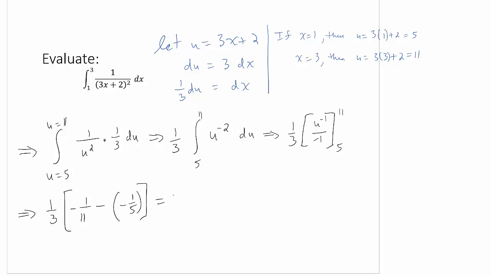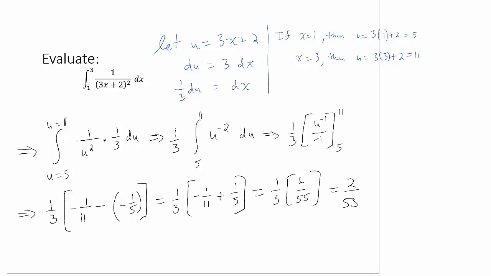And so then that's 1/3 by negative 1/11 plus 1/5. And we know how to add fractions. Negative 1/11 plus 1/5 is 6/55. So I have 1/3 of 6/55. And so then that's 2/55.